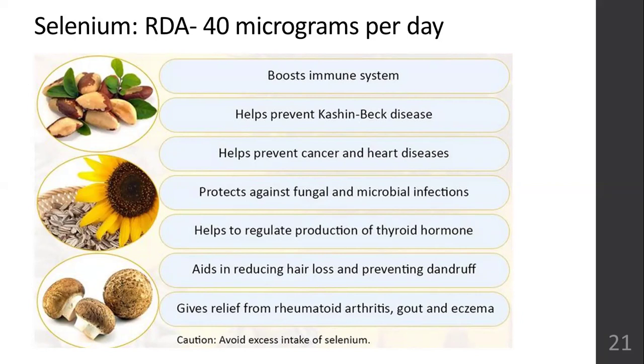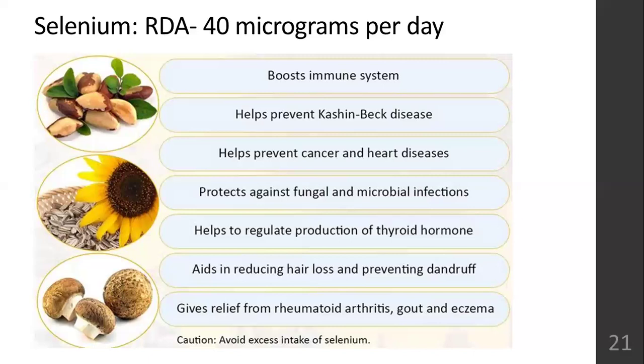And it can also help prevent cancer, heart diseases. A lot of cardiac health depends on selenium, and also thyroid health. It protects against fungal and microbial infections. It regulates the thyroid hormone production. Those who have hair loss, it can prevent hair loss, prevents dandruff, scalp disorders, prevention of dermatitis. It means it has an anti-inflammatory effect as well, because it gives relief from arthritis. Rheumatoid arthritis means it has an effect as an anti-inflammatory agent.